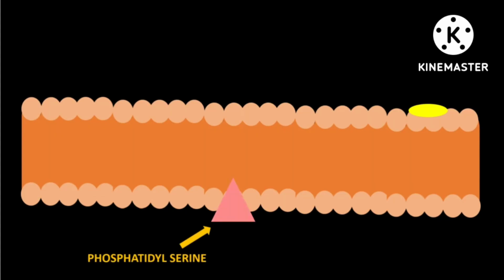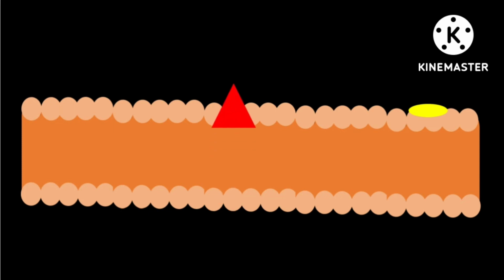Phosphatidylserine is normally present at the inner side of the cell membrane. If it is present outside the membrane, it is the signal for the apoptosis of that cell, or simply the death of the cell. Phosphatidylinositol is present on the outer side of the membrane. It acts as a second messenger.